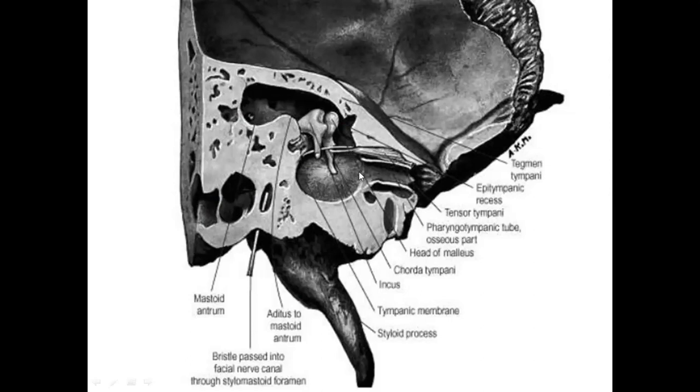The lateral wall is formed by the tympanic membrane, and this is the anterior wall. The anterior wall has two canals, the canal for the tensor tympani and the canal of the pharyngotympanic tube. So this is the anterior wall, this is the posterior wall, this is the lateral wall, and these are the ossicles, the incus and the malleus. The short process of the incus is attached to the posterior wall, and the anterior process of the malleus is attached to the anterior wall. So this is all about it.